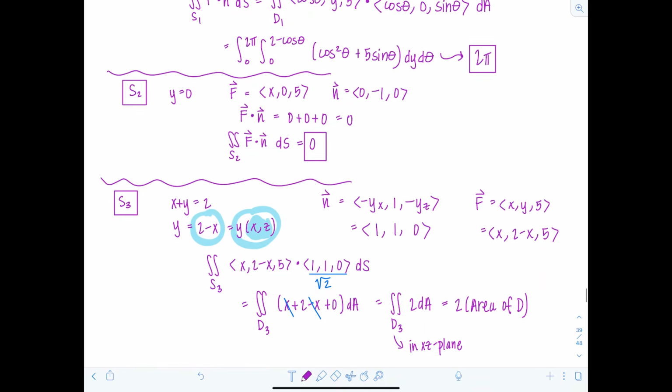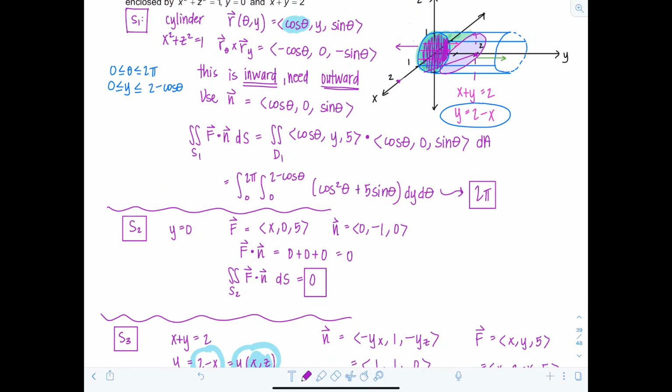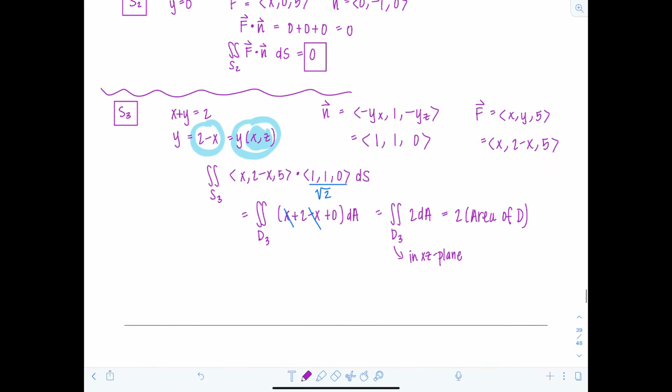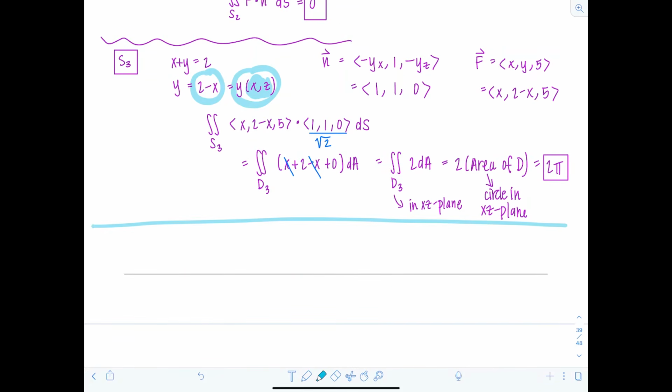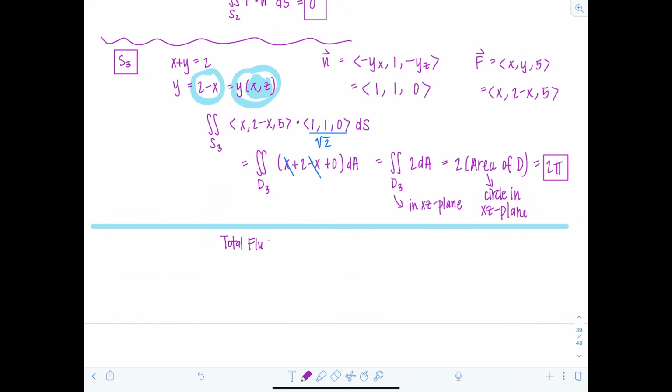Well, what is D in the xz plane? Go back and look. Remember, it's that unit circle, x squared plus z squared equals 1. So this is the circle in the xz plane. Radius is 1, so area is going to be pi. So 2 times its area, 2 pi. Whew, we didn't even have to actually do an integral. Fantastic. So putting it all together, are you ready? Total flux is going to be 2 pi plus 0 plus 2 pi, which is 4 pi.